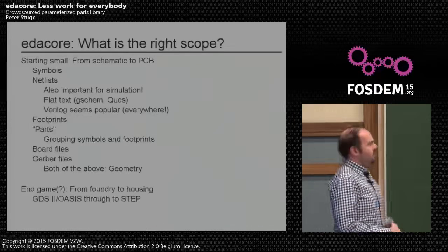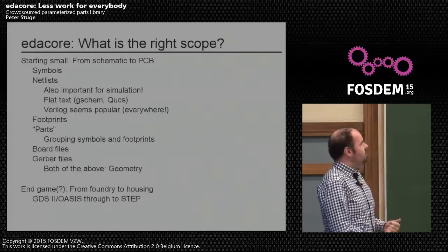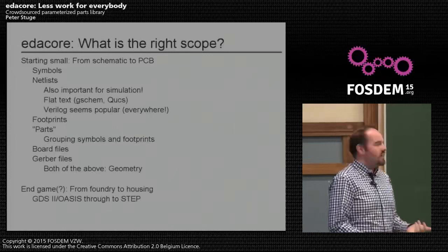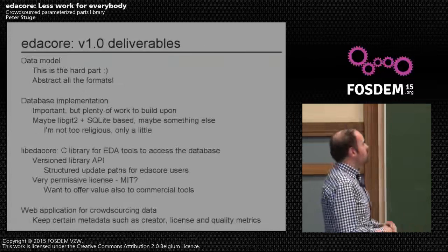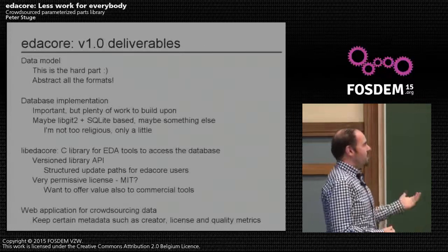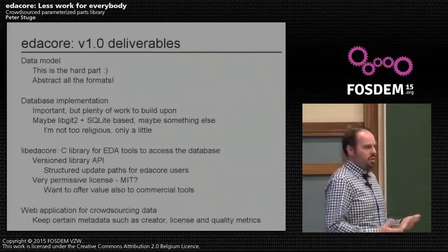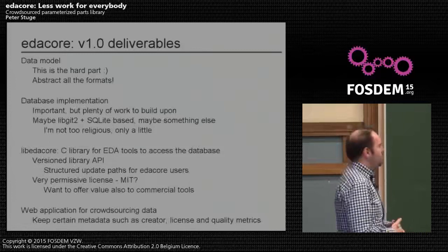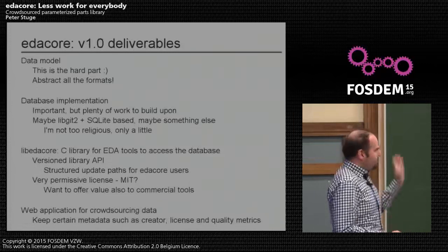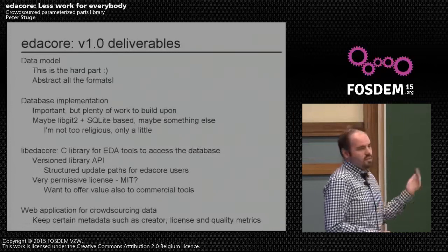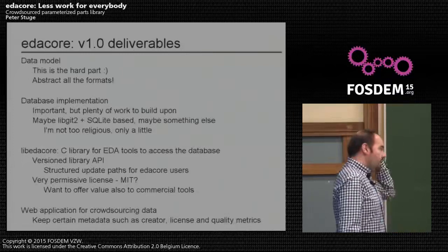What I think should be in 1.0 is the start of a data model, abstracting the formats that are there so far, and some kind of database implementation for this model. I envision a C library for accessing the data. This is what application developers should use to work with this data. Nicely versioned and easy to use, and with a permissive license, so that it can be used really everywhere without any problems, and we just get it out there.